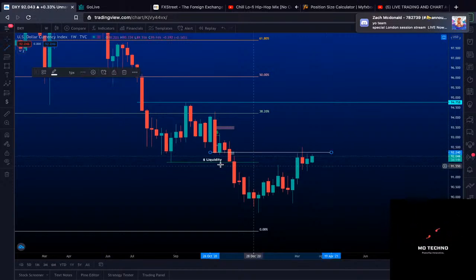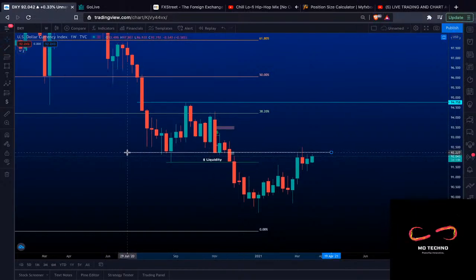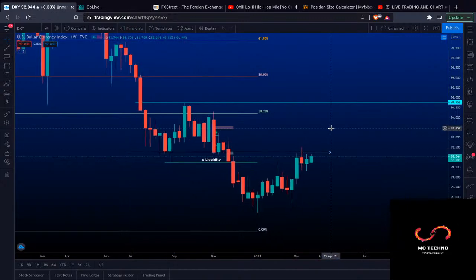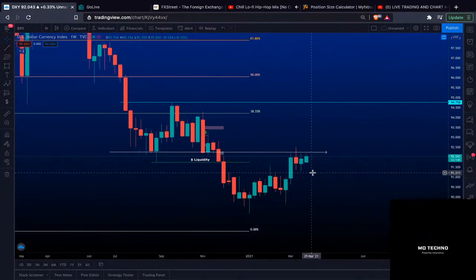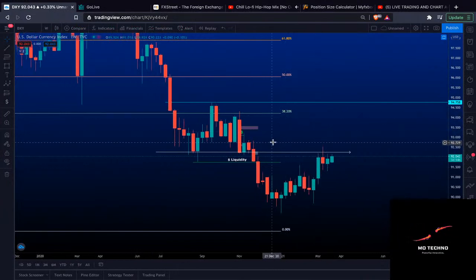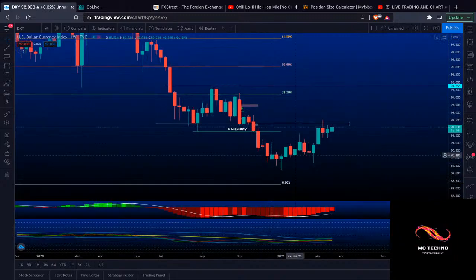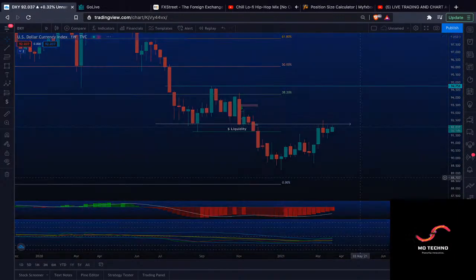We can see that we are experiencing some sort of resistance up over here, which might be just a point for us to rebalance. All right, so on the daily.